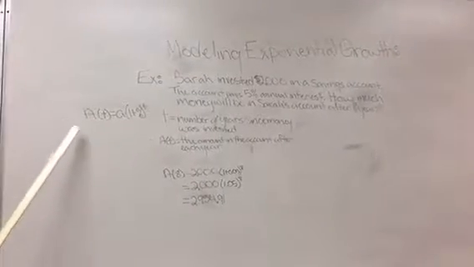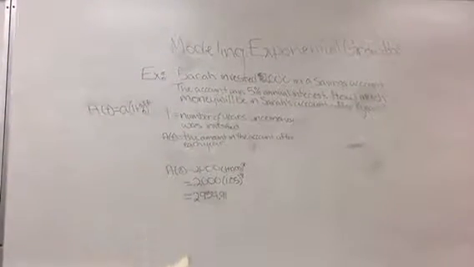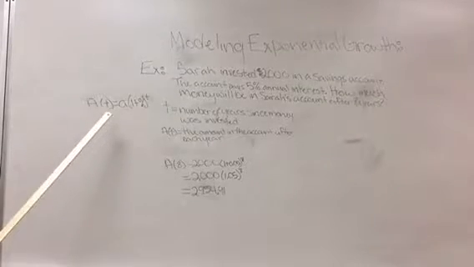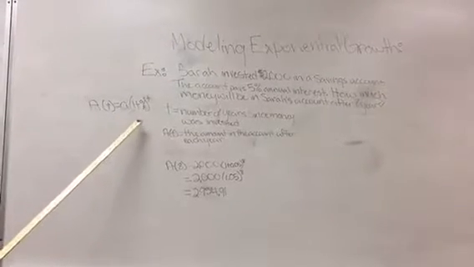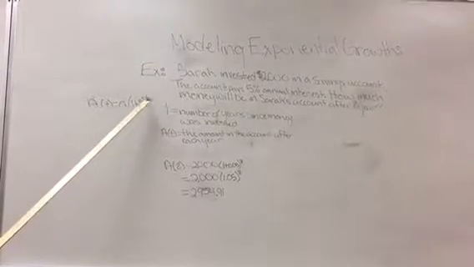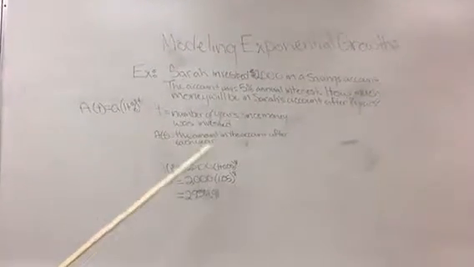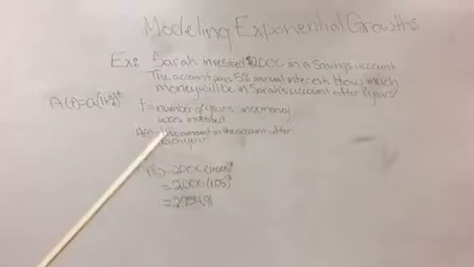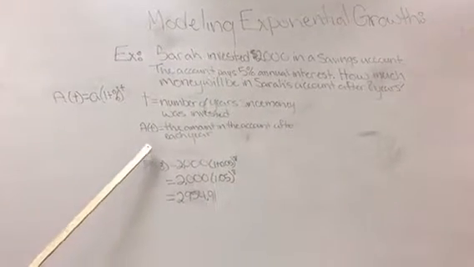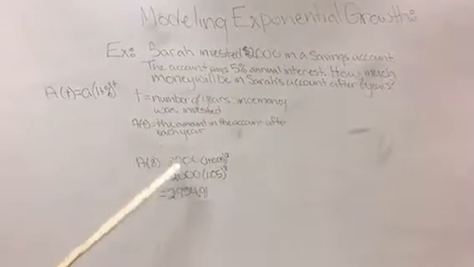So this is the equation we're going to be plugging everything into. It's A of t equals a times 1 plus the annual interest to the number of years. So t is the number of years since money was invested. A of t is the amount in the account after each year.